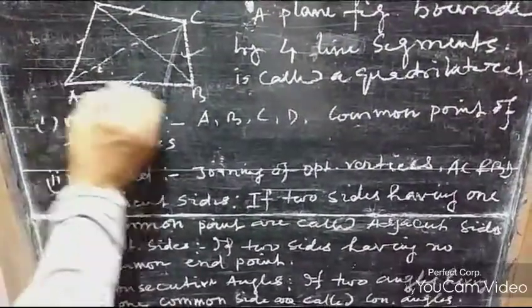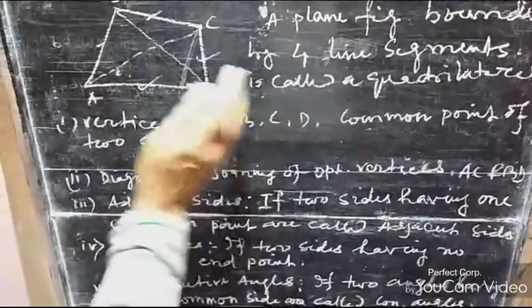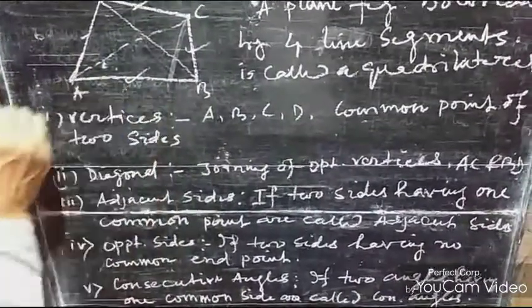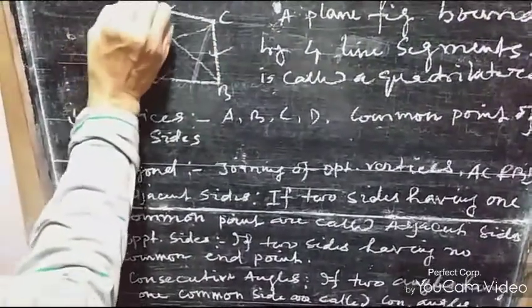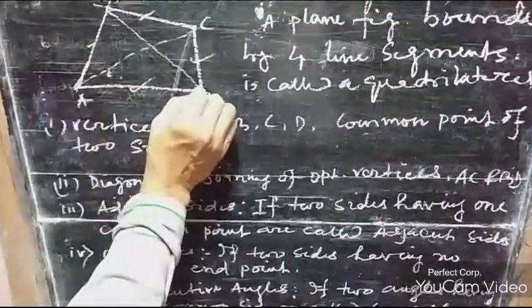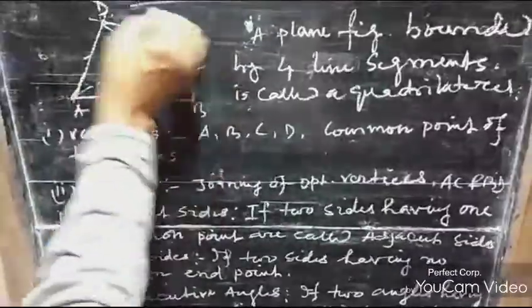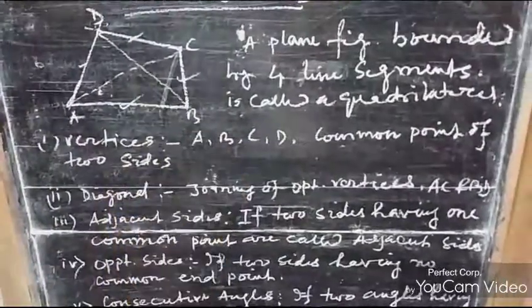See, there are 4 vertices. Vertices means the common points of two sides. Common points of two sides means this is the common point of this side as well as this side. These are called the vertices. So A, B, C, D are the 4 vertices of a quadrilateral. So got it, 4 vertices.